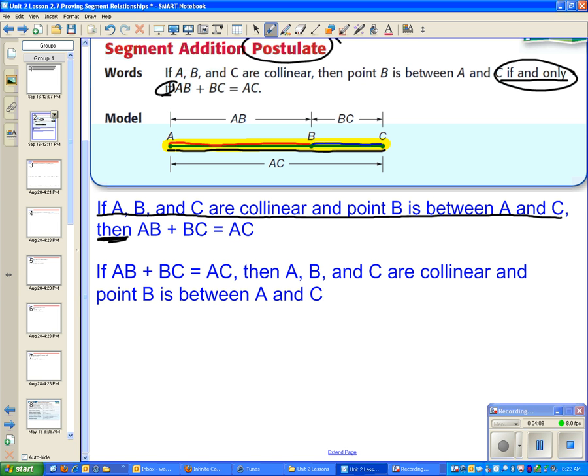Converses are sometimes true, not always true. I'll give you an example in a minute. But when you see if and only if, that means the statement read in one order and the statement read in the other order are both true. So this one statement in our postulate also means if the length of AB plus the length of BC equals AC, then A, B, and C are collinear, and point B is between A and C. So it works either way. You with me? All right, let's see if I can make up an example of when a converse wouldn't be true.